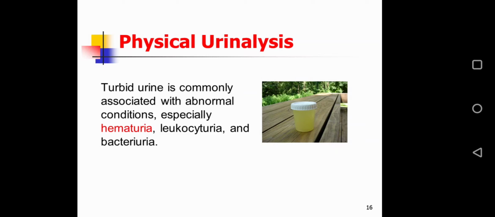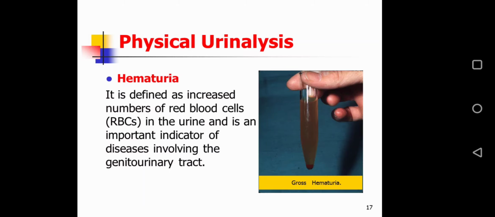Turbid urine is commonly associated with abnormal conditions, especially hematuria, pyuria, and bacteriuria. We touch on hematuria. So, what is hematuria? It is defined as increased numbers of red blood cells in the urine, and is an important indicator of disease involving the genitourinary tract. The picture displays gross hematuria. We can tell because the color is red-brown.